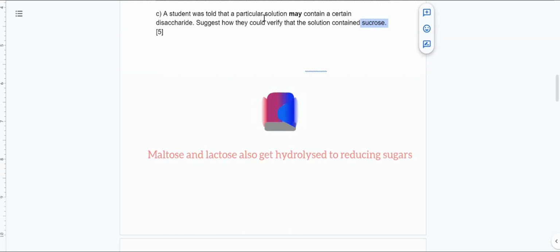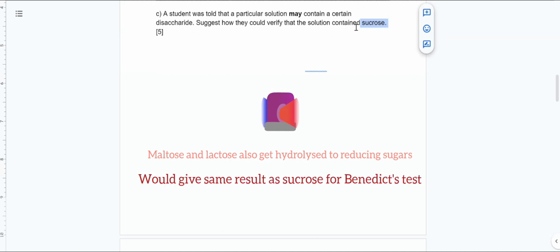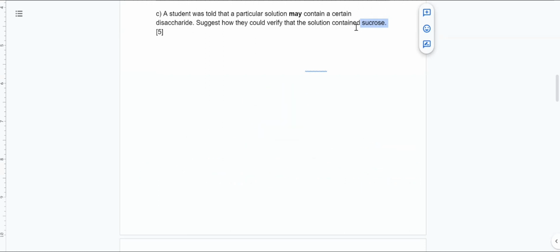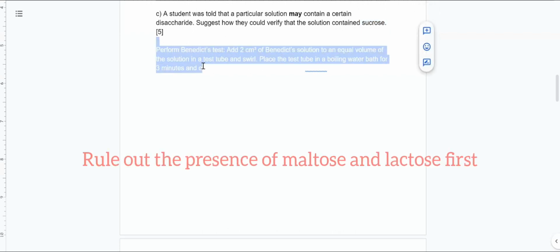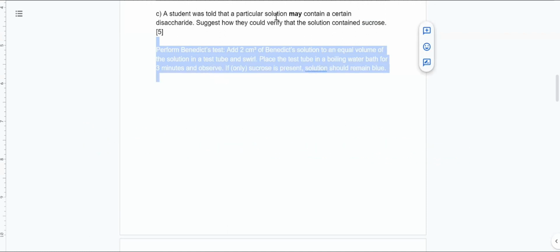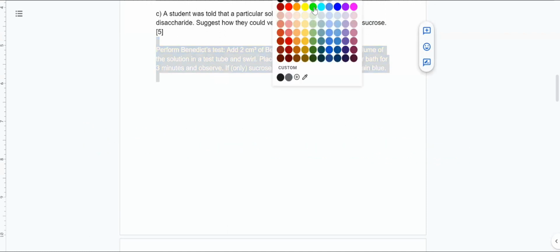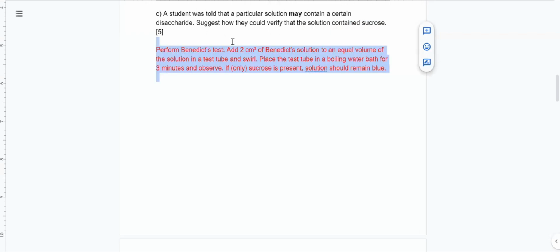So even if you do that, your Benedict's test would also give the same result as that for sucrose, and therefore it is insufficient to just use the acid hydrolysis plus Benedict's test to test for the presence of sucrose, because you haven't ruled out the possibility that lactose and maltose are present as well. So instead, what you need to do is you need to do the Benedict's test twice. First, you do the regular Benedict's test to make sure that maltose and lactose are not present. Because if maltose and lactose are present, then this would mean that the first round of Benedict's test should already give you a positive result.